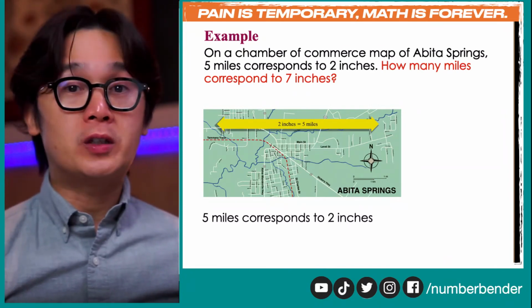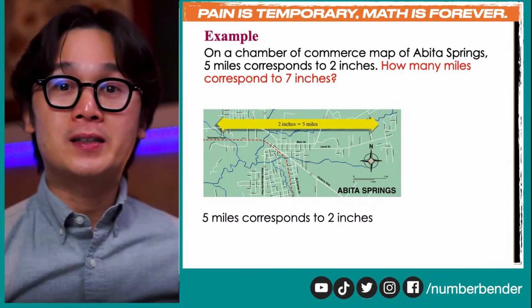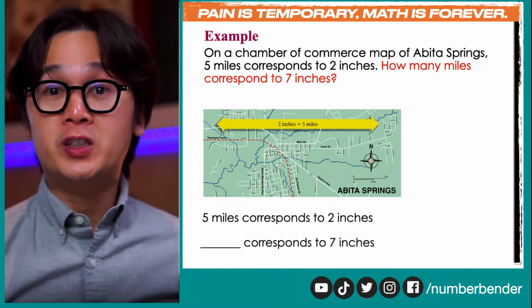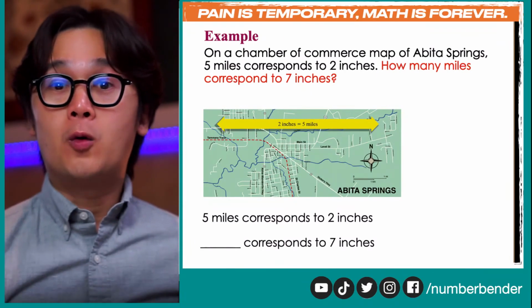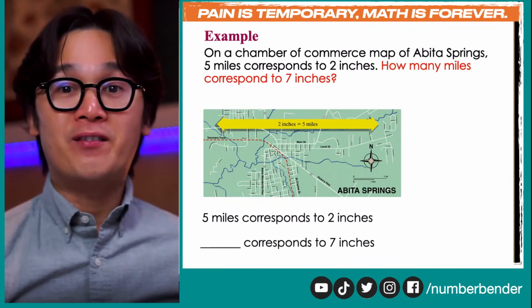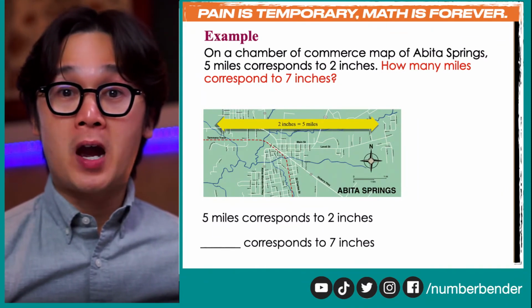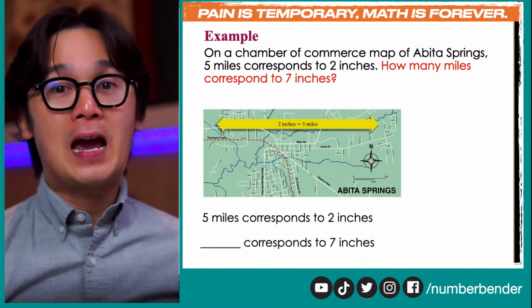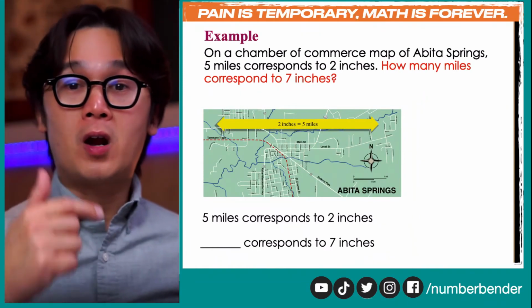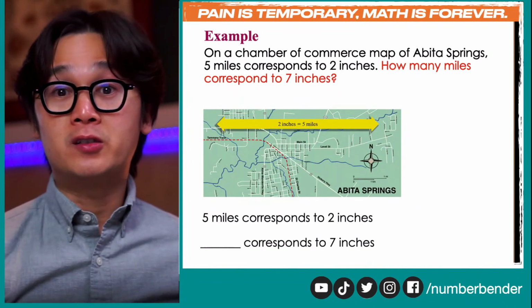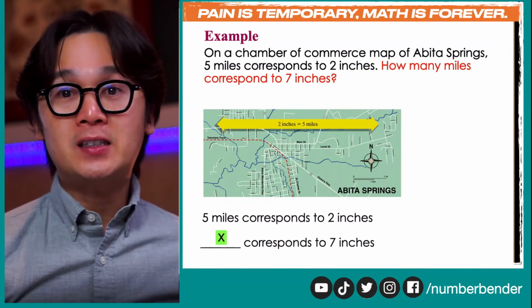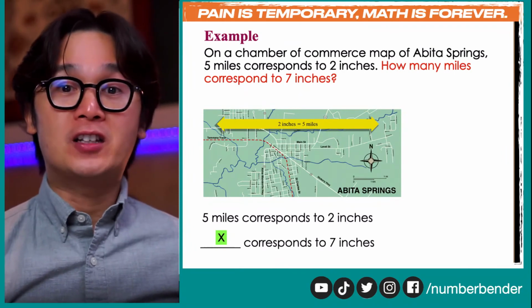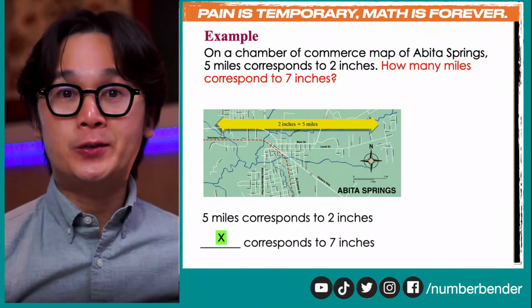So what we need to do is just to apply the same concept on writing the ratio and proportion, and now we know that we are working on finding the value of the number of miles that will correspond to 7 inches, given that our ratio from the problem is that 5 miles corresponds to 2 inches. So in this case, we're looking for the value of x.